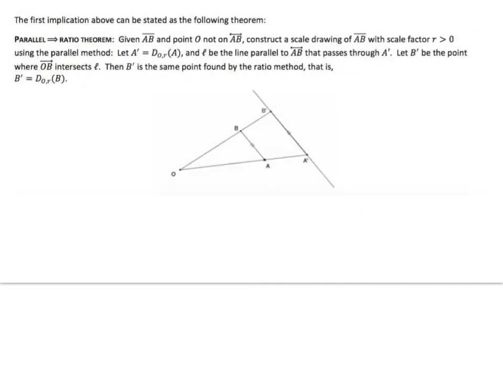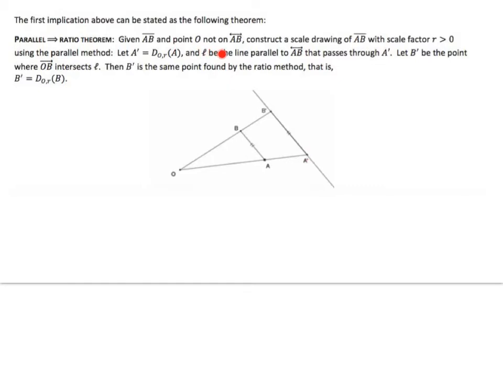The first implication above can be stated as the following theorem. So the parallel to the ratio theorem, okay? Given AB and point O, which isn't on AB, construct a scale drawing of AB with a scale factor that is greater than zero using the parallel method. So this is when we used the set square, and we used this segment, and we just slid out and drew this segment. So let A prime equal the dilation about O with a scale factor of R of A. So here's our center. We dilated a certain amount of a scale factor R and got A prime.